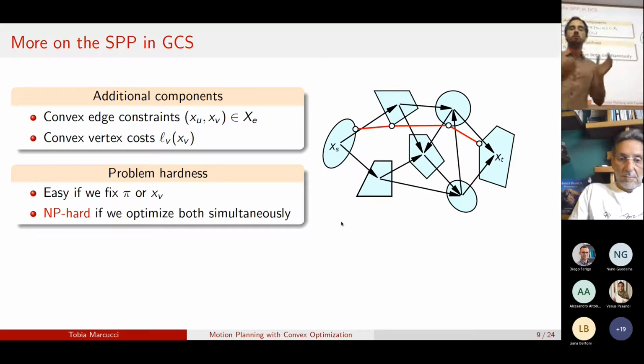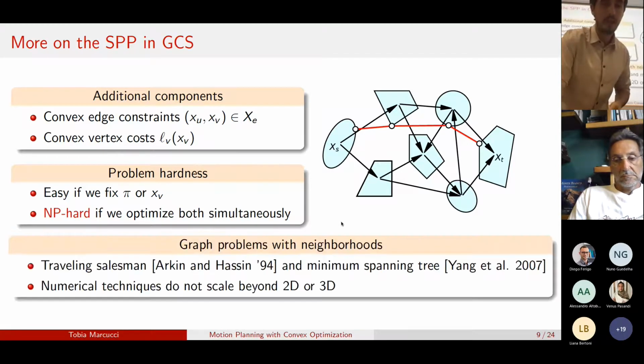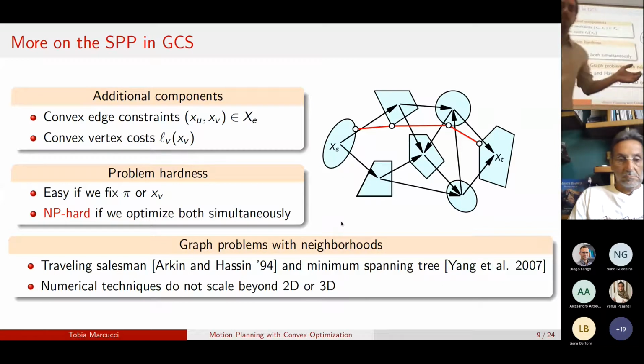As I said, the problem is hard theoretically, it's NP hard, but in practice, most of the instances we find in practice can be solved efficiently. And let me also mention that similar problems have been discussed previously in the operations research literature, but the numerical techniques they presented are not even close to the kind of problems we will tackle today. Previous methods were limited to 2 or 3D problems. We tackled problems easily in hundreds of dimensions.